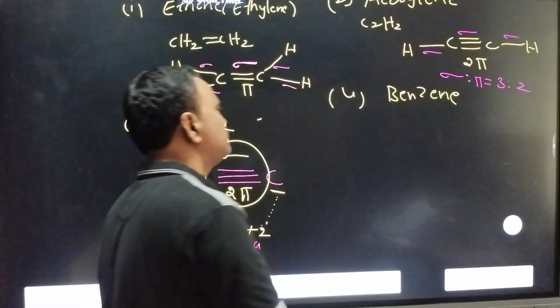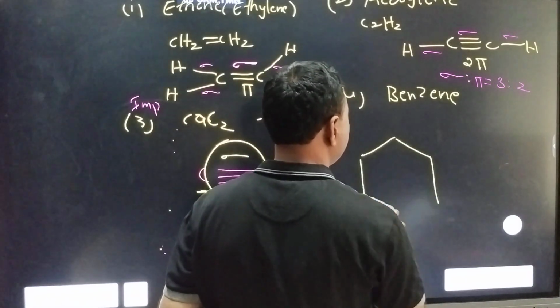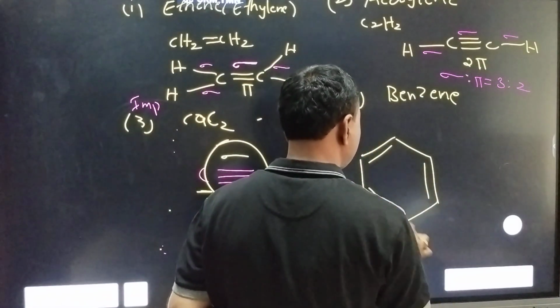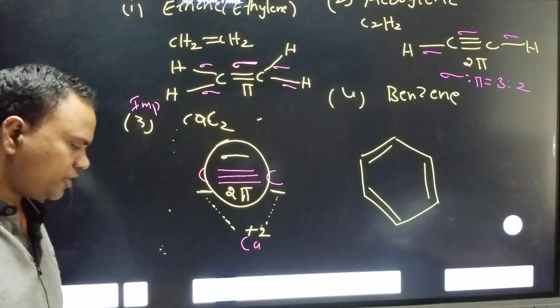And benzene structure. Tell me anybody, benzene. In benzene, how many sigma and how many pi bonds are present?